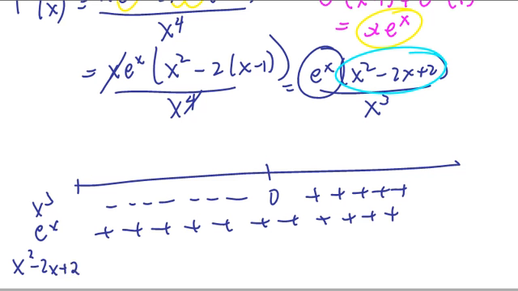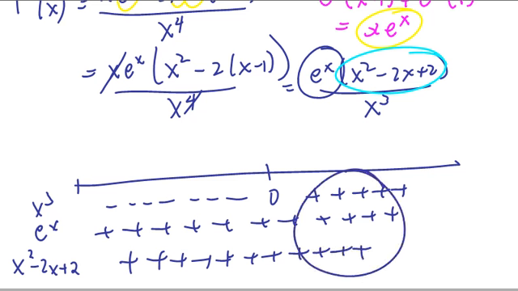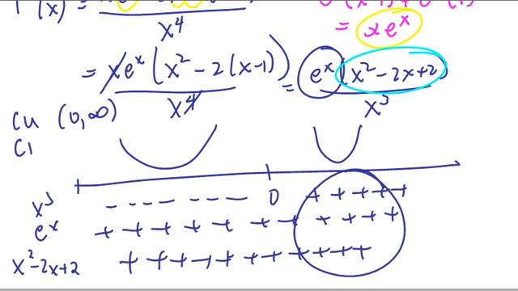And if we just plug in x equals any number, you could plug in x equals 0 and you'll see that it's positive. So it's a parabola that sits above the x-axis. And so it's always positive, which means it's positive in this area, which is concave up, negative in this area, concave down. So it's concave up between 0 and infinity, and concave down between negative infinity and 0.